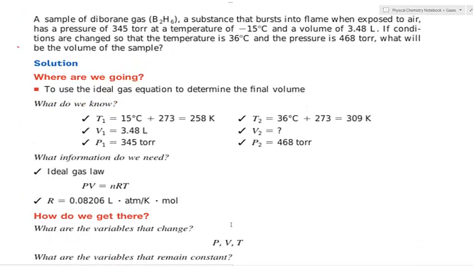Another example, diborane gas, B2H6. It has a pressure of 345 torr, okay? Torr, what was that? That's the same as bar, okay?